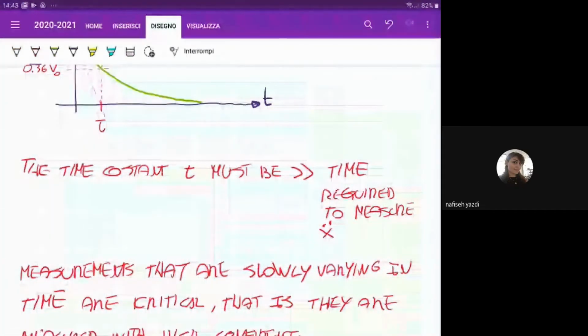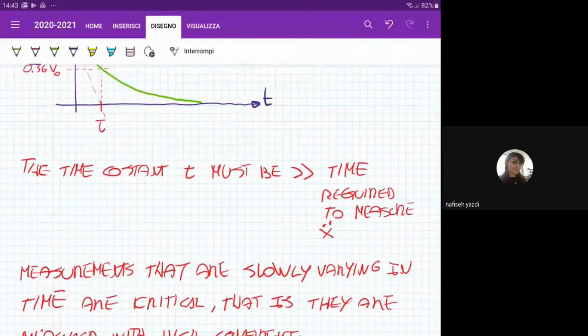So accelerometers actually can measure the acceleration, but you have to be sure that the frequency content of this acceleration is high enough with respect to the minimum one that is given by the accelerometer itself.